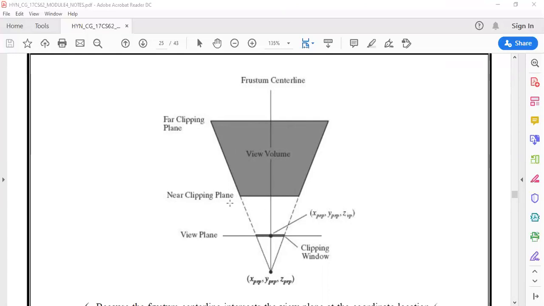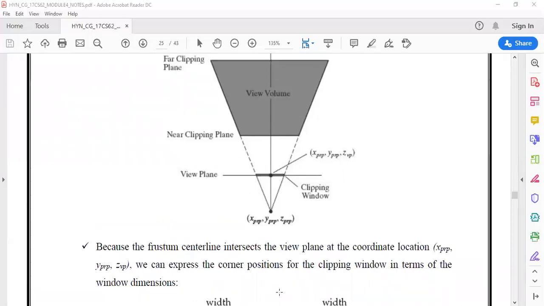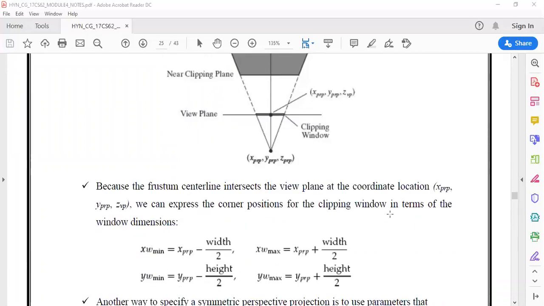For the frustum view volume, we have two types of planes, near plane and far plane. The one closer to my view plane I call the near clipping plane, and the one which is far I call the far clipping plane. The line which is drawn I call the frustum central line. Because the frustum central line intersects the view plane at xprp, yprp, and zvp, we can express the corner positions of the clipping window. This is my xw min, yw min, and this is my xw max, yw max. We can represent the corner positions in terms of the window dimensions.